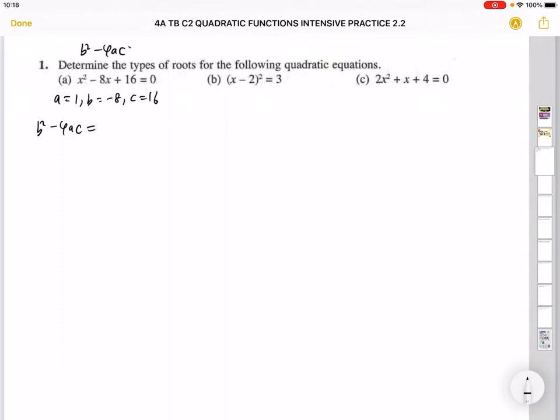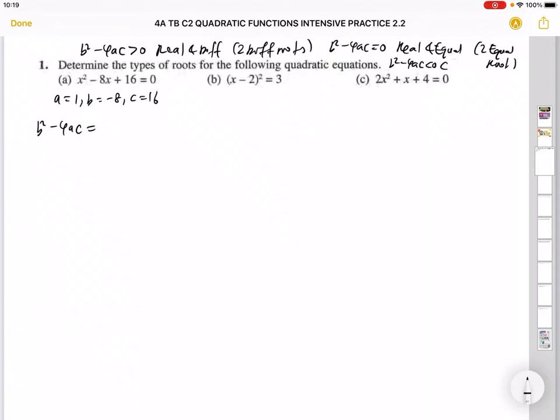If your b squared minus 4ac is more than 0, then we say that the equation has real and different roots, or two different roots. If b squared minus 4ac is equal to 0, the equation has real and equal roots, or two equal roots. And lastly, if your b squared minus 4ac value is less than 0, the equation has no real roots. Now let me go straight to the first one.